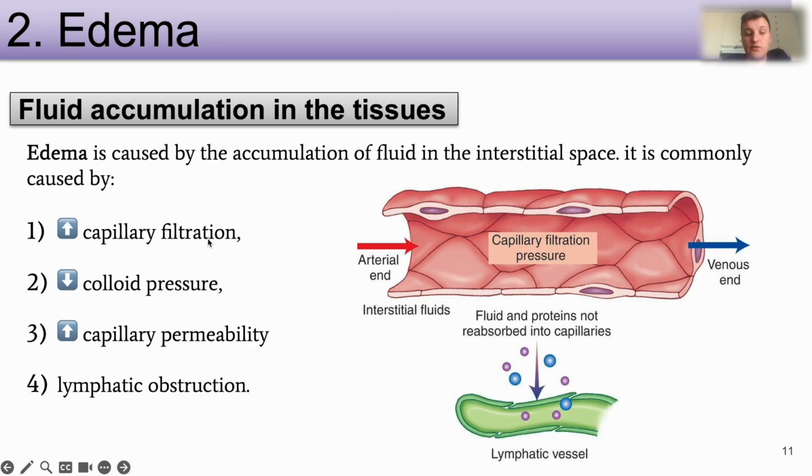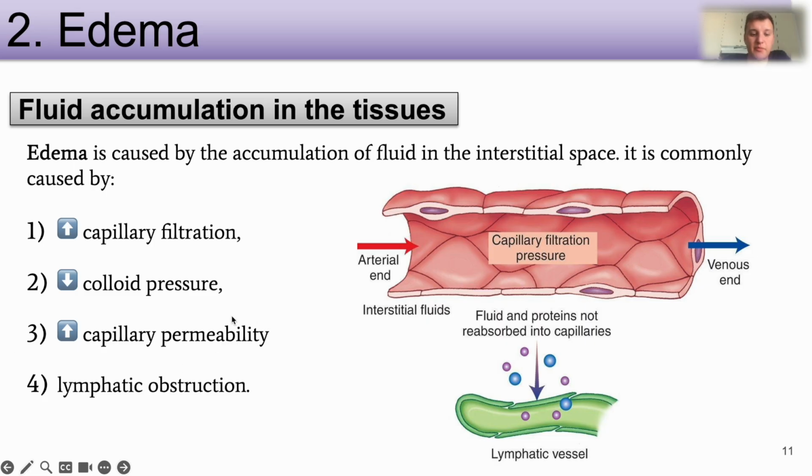First, if you have an increase in capillary filtration, that means that your arterial blood pressure is pushing all these ions through the little pores. So that over here is increased capillary filtration. We also have a decrease in colloid pressure, right? Let's say you have liver disease and you have no more of certain liver proteins, big proteins like albumins or globulins, then you're going to have a decreased colloid pressure.